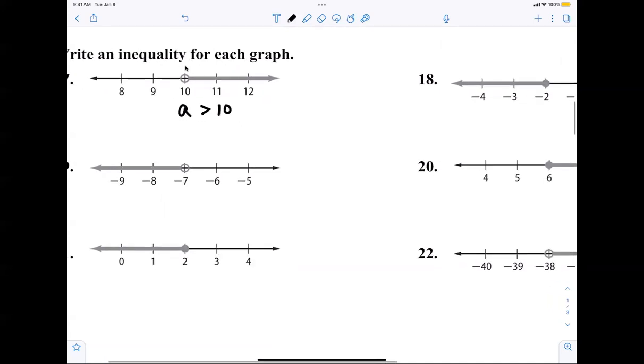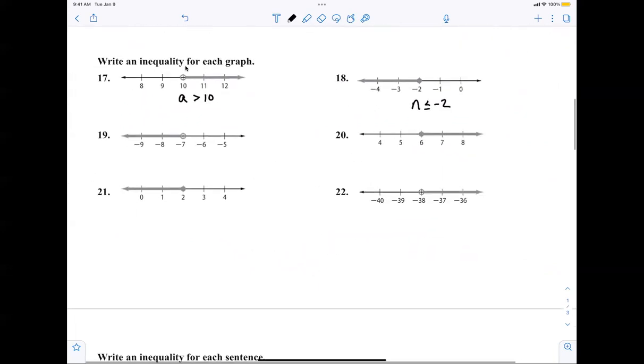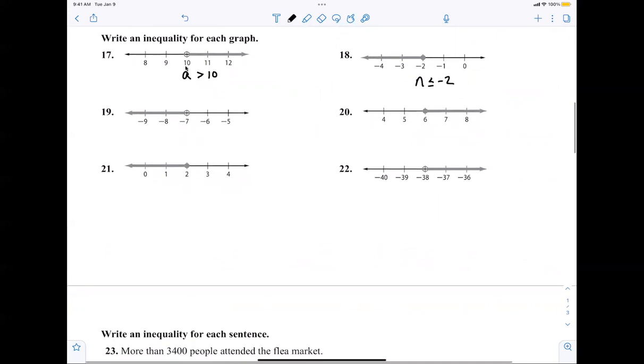All right, Aiden, tell me about 18. What variable do you want to use? N is less than or equal to -2. You are amazing. That's perfect. Elliot, tell me about 19. X is less than -7. Yes. And then 20, go ahead. X is greater than or equal to -6.